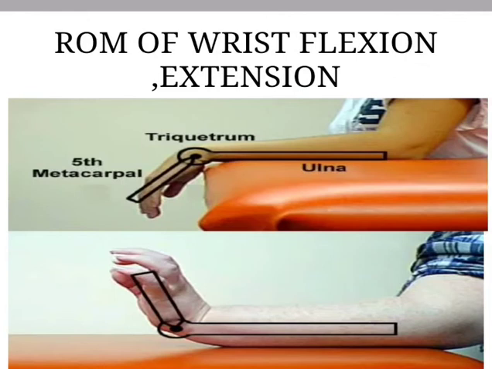For wrist flexion and extension, the stationary arm is parallel to the ulna, the axis is at the triquetrum, and the movable arm is parallel to the fifth metacarpal. It is the same for wrist flexion also. The normal wrist flexion range is 0 to 90 degrees and wrist extension is 0 to 80 degrees.